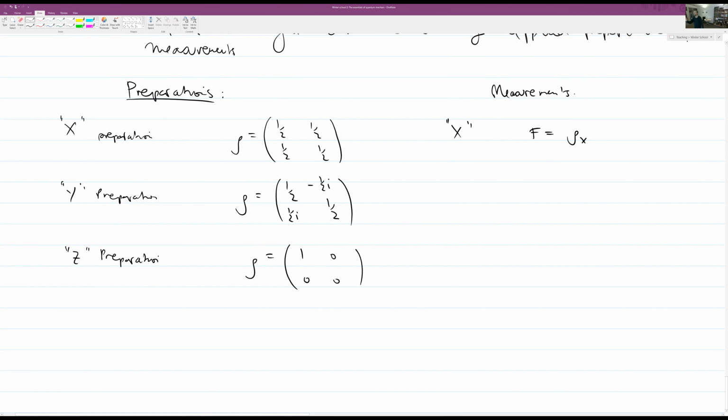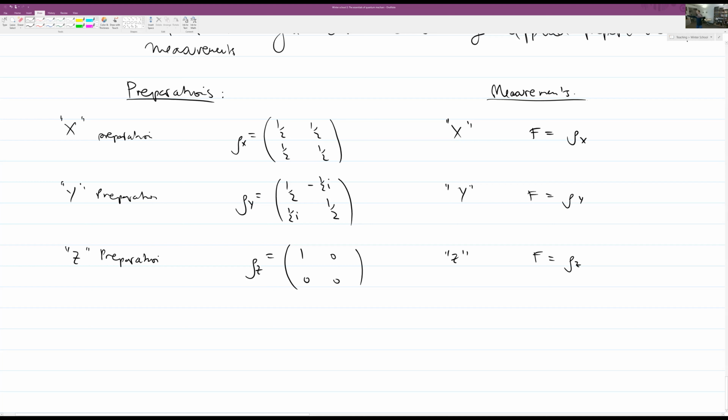I'll call this rho X to make it clear that this has got something to do with these letters X, Y, and Z. The Y measurement, F equals rho Y. And the Z measurement, F equals rho Z. I want to stress that although F looks like it's also like a density operator, it doesn't have to have trace one. So this weird duality between these two things goes away very quickly.